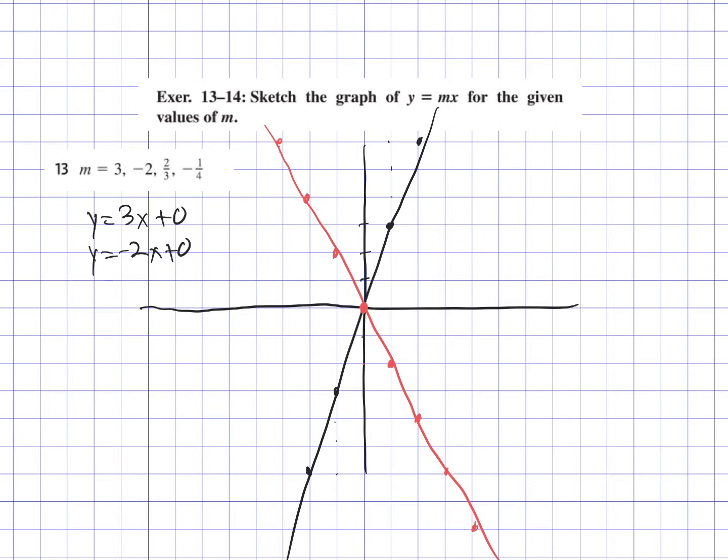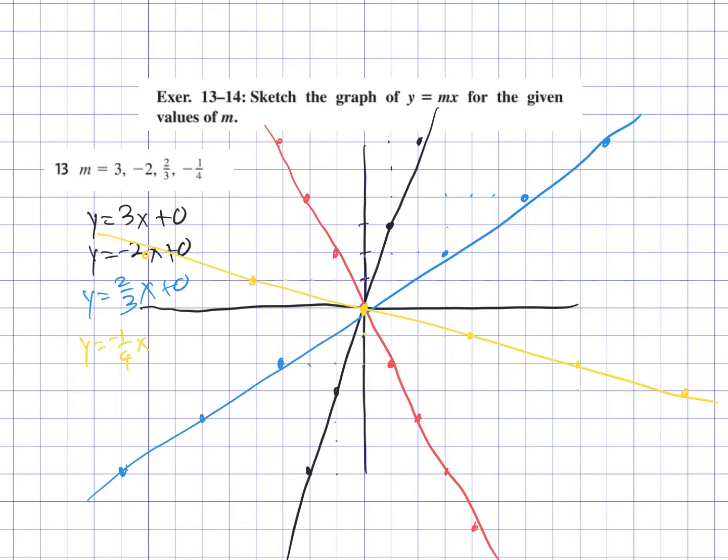And the next one is blue, y equals 2/3 x plus 0. So up 2 and over 3, up 2 and over 3, up 2 and over 3. Or down 2 and left 3, down 2 and left 3. And we'll go with yellow for y equals negative 1/4 x. So down 1 and over 4, down 1 and over 4. Or backwards, up 1 and left 4, and you connect those. There you go.